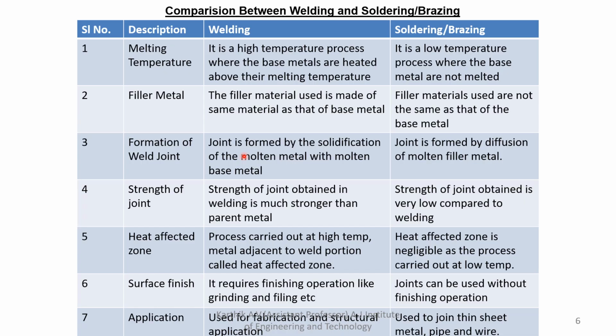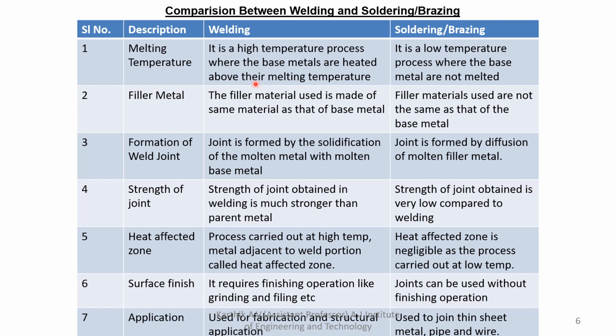So next, comparison between welding, soldering and brazing. What is the comparison? First, melting temperature. Welding is a high temperature process, more than 1000 degrees Celsius up to 10,000 degrees Celsius. For soldering and brazing, it is less than 1000 degrees Celsius. Okay, next, filler material. The filler material used is made of the same material as that of the base metal. For welding of strong metal, we have to use a strong filler material.